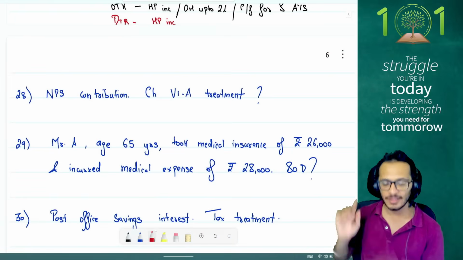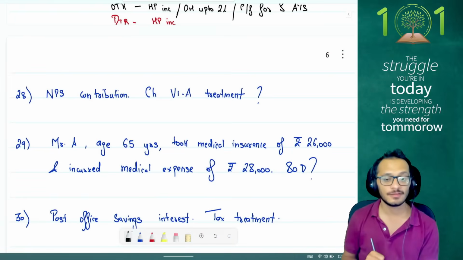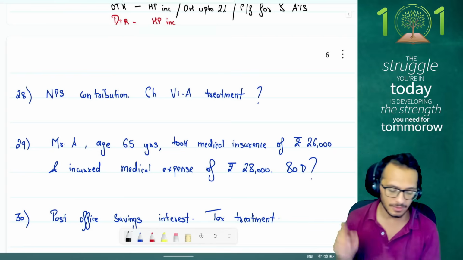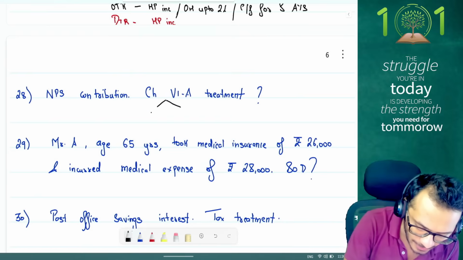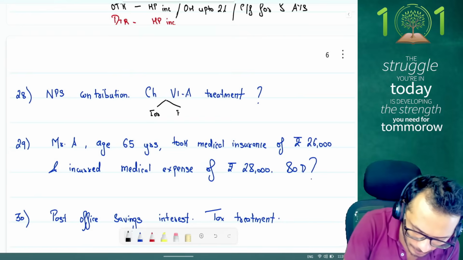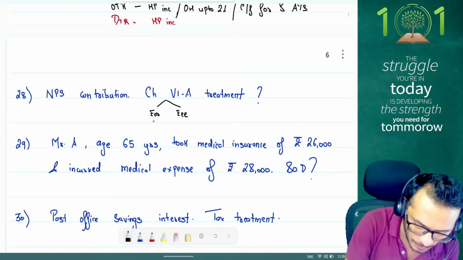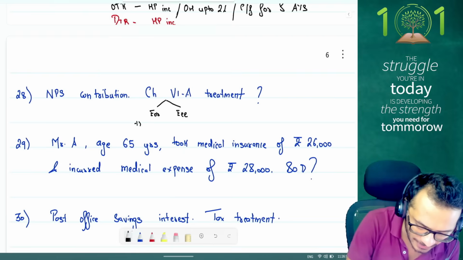Amazing. Question number 28 talks about NPS contribution. What is NPS contribution, people? Income tax says when it comes to NPS contribution, two people can contribute. One is employer and one is employee. If an employer is contributing, first thing you will add it as salaries.